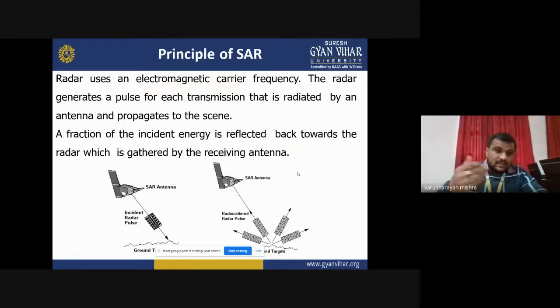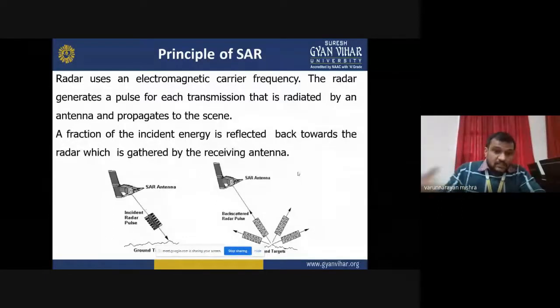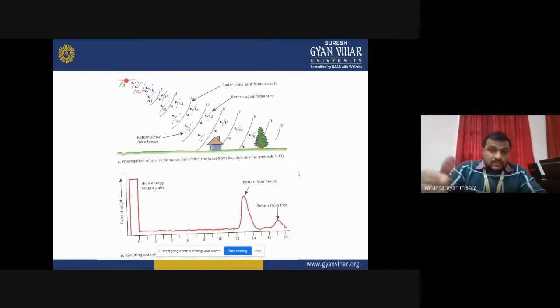So what happens? The radar uses an electromagnetic carrier frequency, or you can say these are the microwave signals of the electromagnetic radiation, and the radar generates a pulse, and each pulse is transmitted towards the target, and it propagates with the speed of light, and the fraction of the incident energy that is reflected back towards the radar is gathered by the receiving antenna. Okay, so this is the way these radar pulses will be sent towards the target from the aircraft.